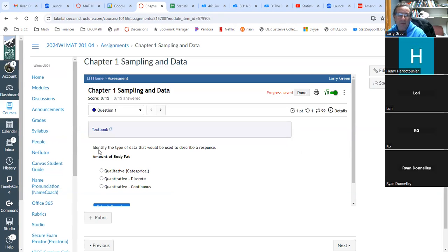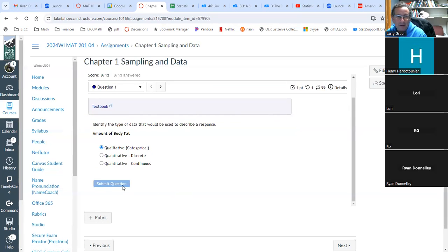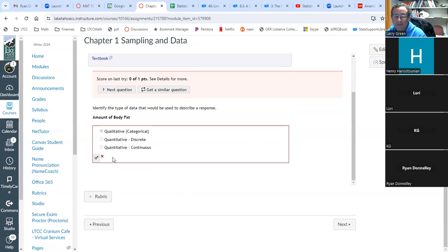So let me do an example. Identify the type of data that would be used to describe a response. Amount of body fat. So let's suppose, again, you're not supposed to know this stuff yet because you haven't read chapter 1 yet, but let's suppose that you thought it was qualitative. And I hit submit question, and I got it wrong. By the way, red is bad. It means I got it wrong.